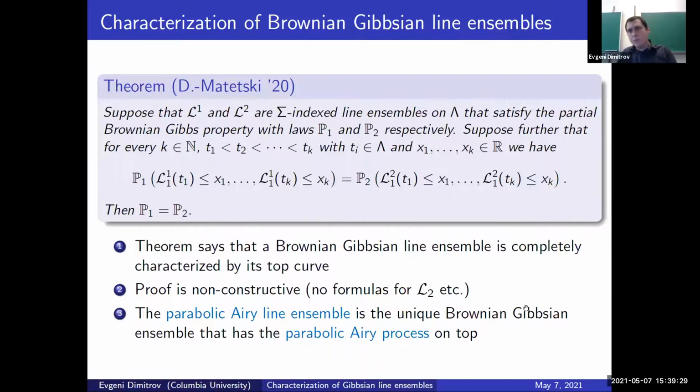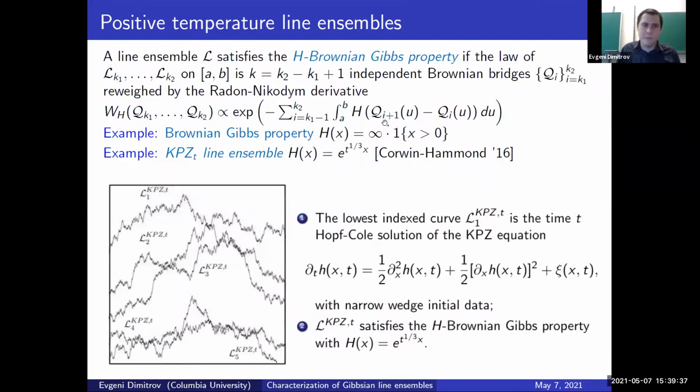The next thing I want to do is give you a positive temperature version of this result. But in order to do that, I need to give you a little bit more notation. Here I want to define what's called the H Brownian Gibbs property. We say that the line ensemble satisfies this property if the conditional law of any k consecutively labeled curves is the law of k independent Brownian bridges whose distribution has been reweighed by the following Radon-Nikodym derivative.